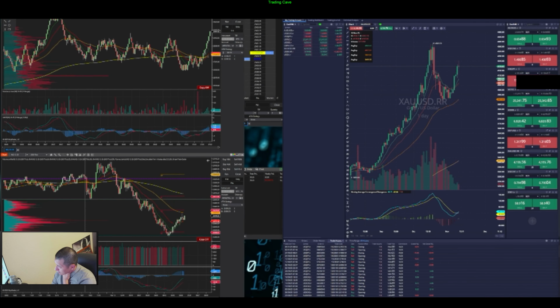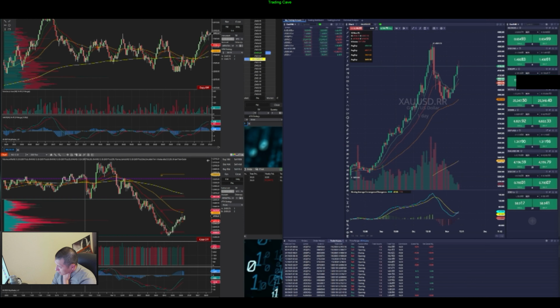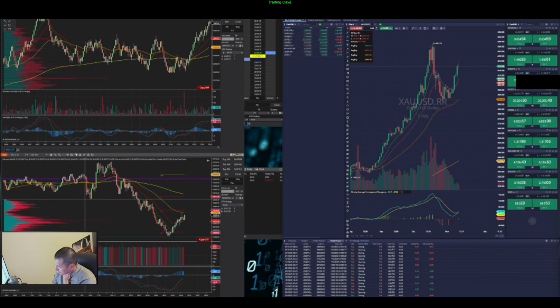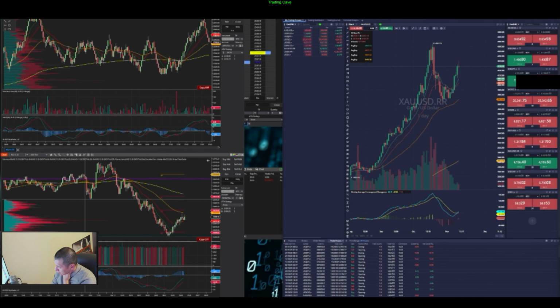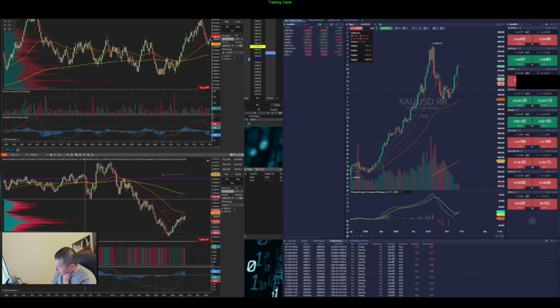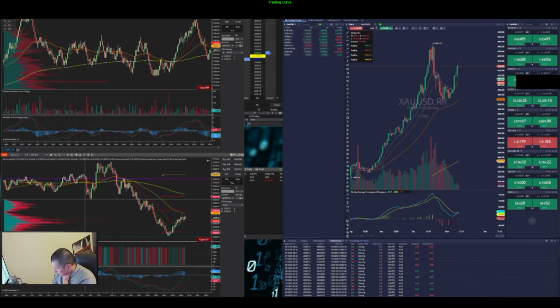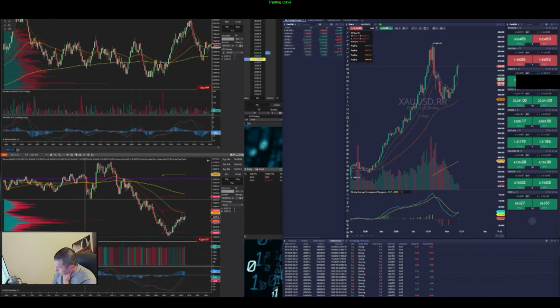So I'm attempting a short here, chat. Only 3 micros though. Risking $238. Risky business. Yeah, it pops right back up. Let's see if it gets ran or not.